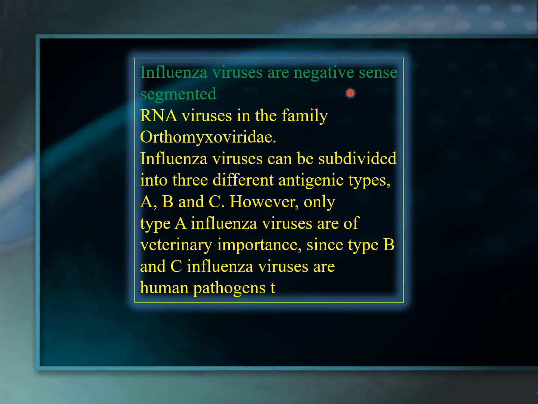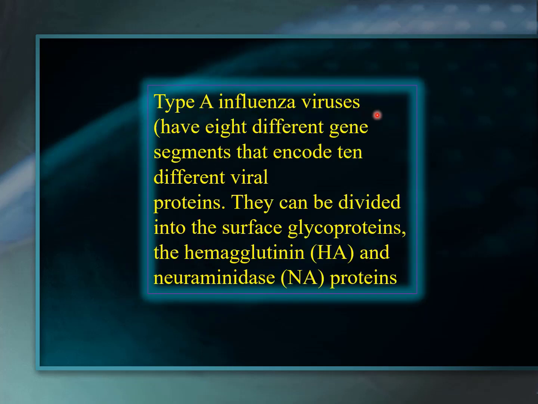Influenza viruses are negative-sense segmented RNA viruses in the family Orthomyxoviridae. Influenza viruses can be subdivided into three different antigenic types: A, B, and C. However, only type A influenza viruses are of veterinary importance, since types B and C are human pathogens. Type A influenza viruses have 8 different gene segments that encode 10 different viral proteins.